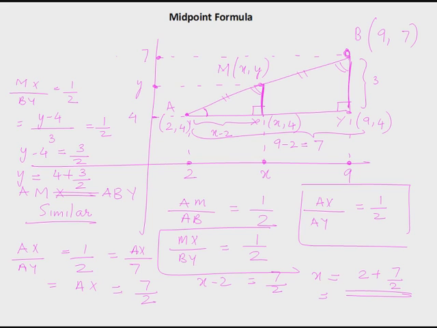So, important answers. X is turning out to be 2 plus 7 by 2. That's the X coordinate of A plus half the distance between A and B. And Y is turning out to be 4 plus 3 by 2. That's the Y coordinate of A plus half the distance between A and B, as it should be.